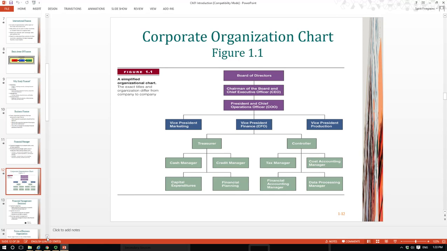And the CFO will report to the CEO directly, and typically that is one of the vice presidents in a U.S. corporation. And under the CFO, there are 2 different departments. One is the Treasury Department, the other one is the Controller Department. The Treasury Department takes care of cash management, credit management, capital expenditure, and financial planning. On the Controller side, they take care of taxation, cost accounting, financial accounting, and financial data processing.